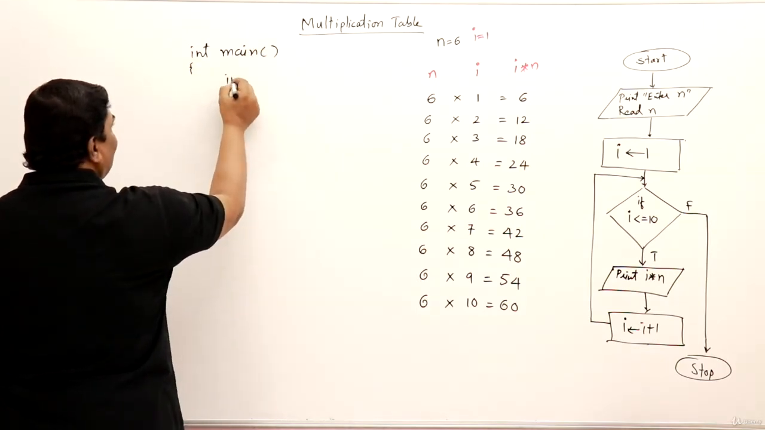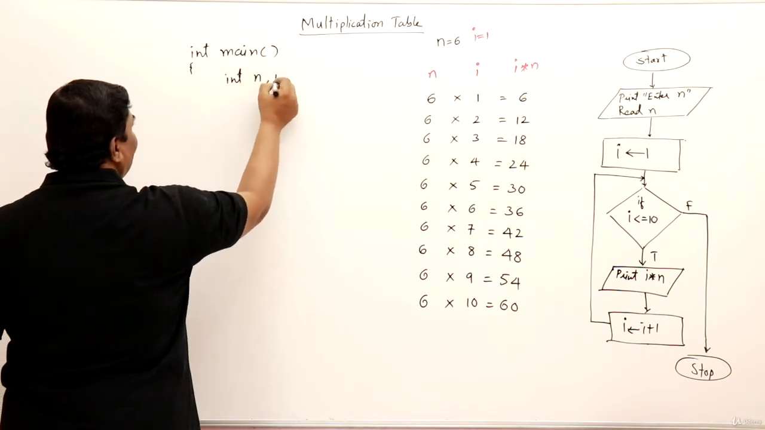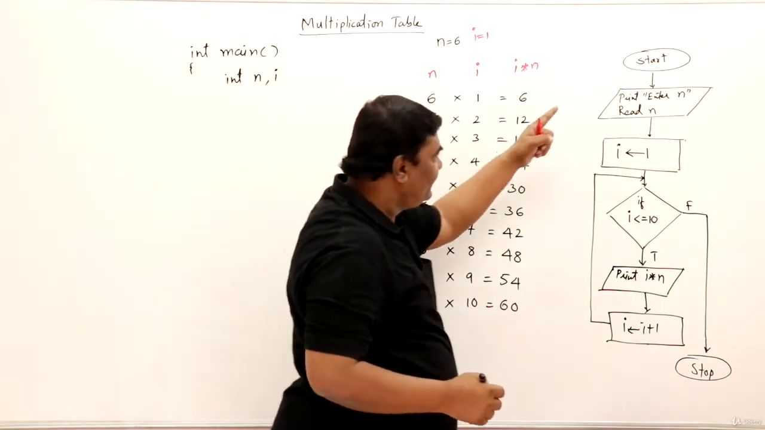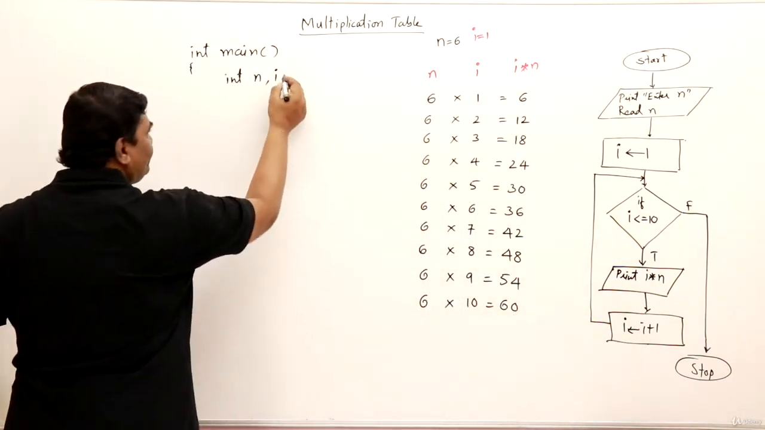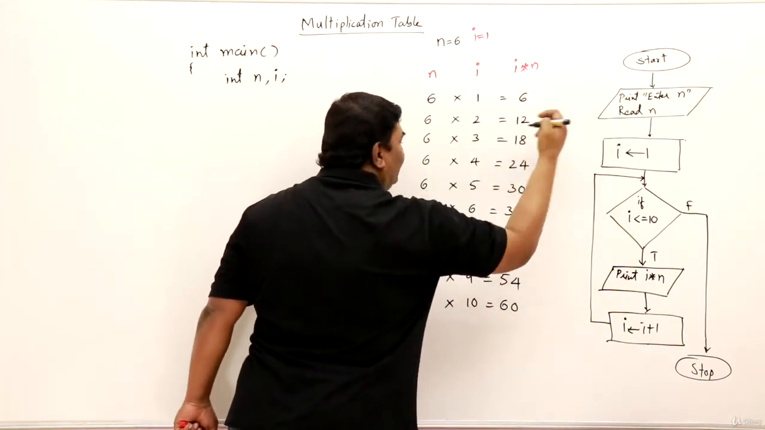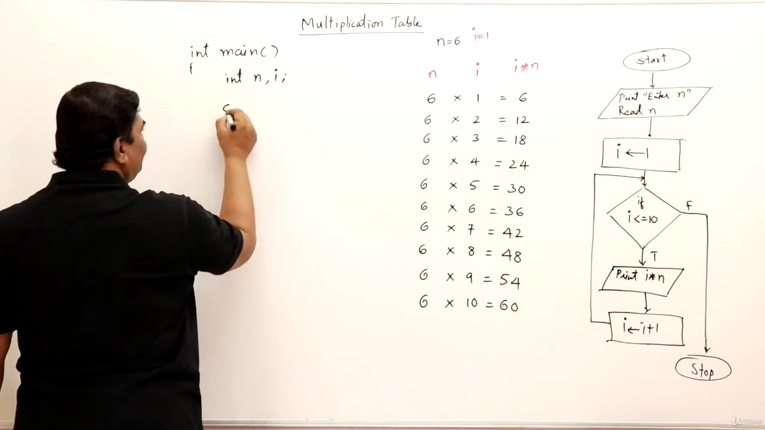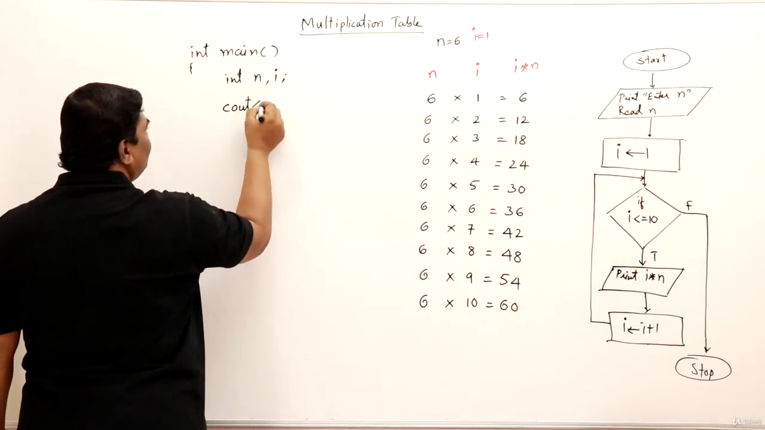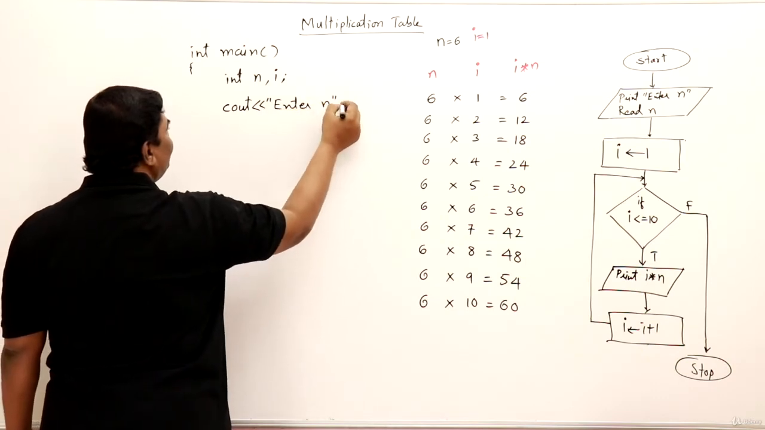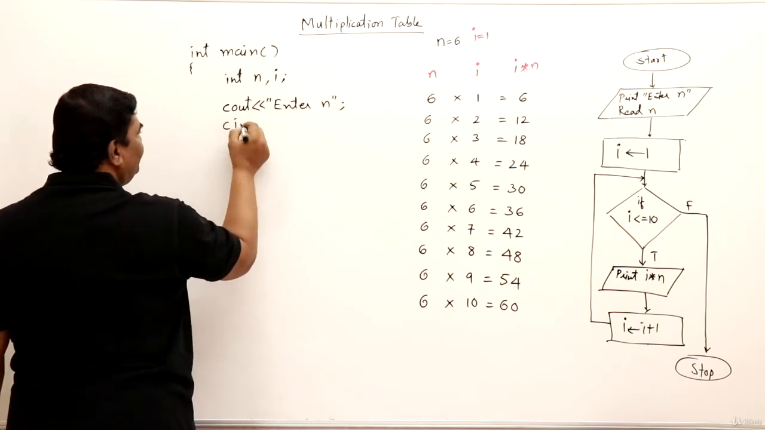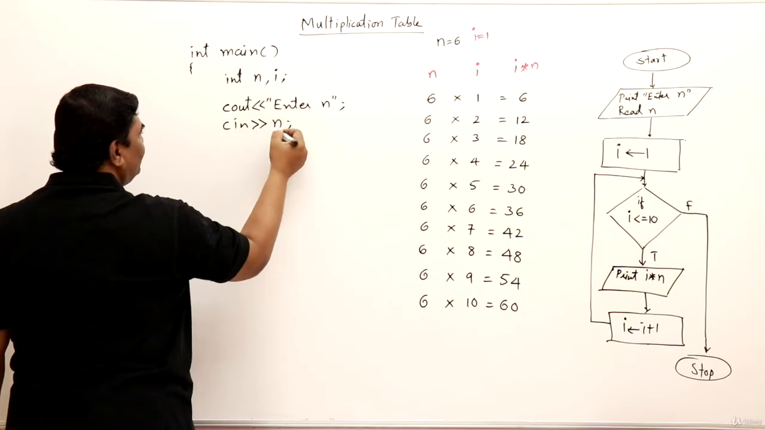Then here I need variables n and i. If you observe this, n and i, only two things are used. So yes, I have taken them. Then I should read n. So for reading n, we give a message, cout, enter n, or enter a number. Whatever message you want, you can give a suitable message and you can read a number.